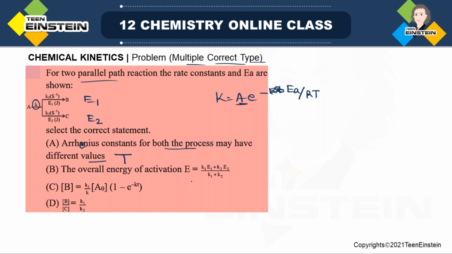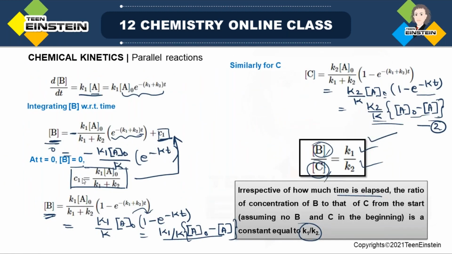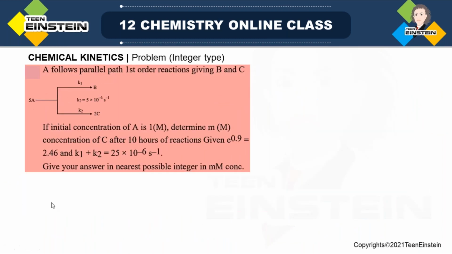Then overall energy of activation. Remember this expression we have just observed in the previous slide, right? So this is also correct, true. In the third one, we have the expression for concentration of B: K1 by K, A naught in the bracket 1 minus e to the power minus Kt. This expression we have seen, remember. So this expression is also correct.